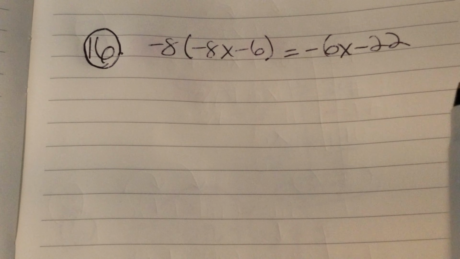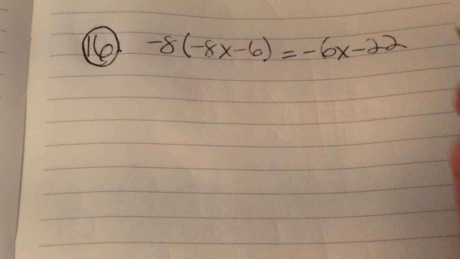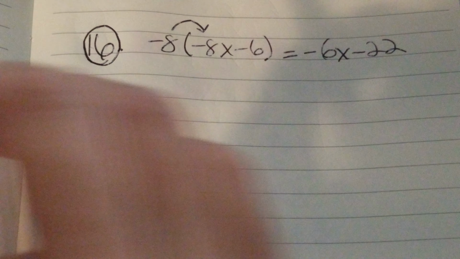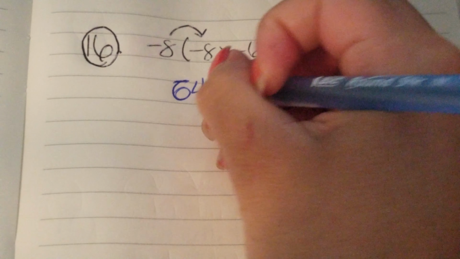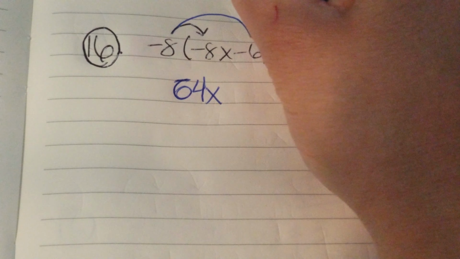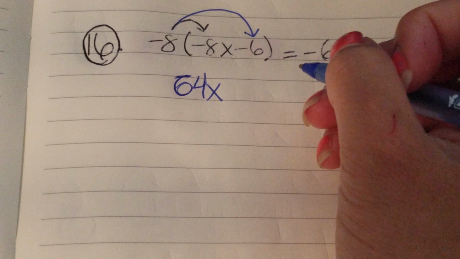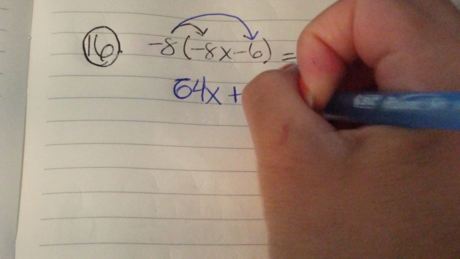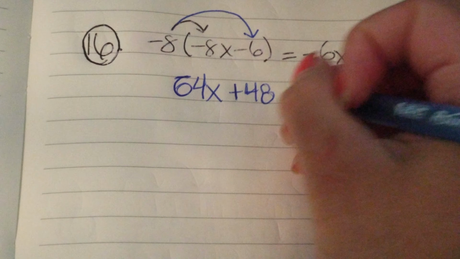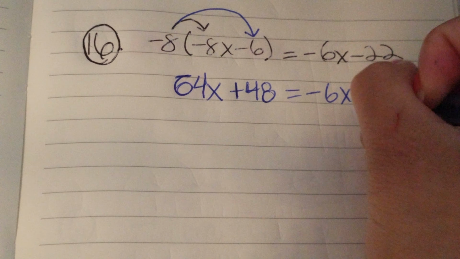16 is the last one I'm doing. This is one of the challenge questions. Okay, so let's do it together. On this one, we have the parentheses. Let's distribute that. Negative 8 times negative 8. That's positive 64, because a negative times a negative. Positive 64x. And negative 8 times negative 6. That will give you positive 48, right? Equals negative 6x minus 22.